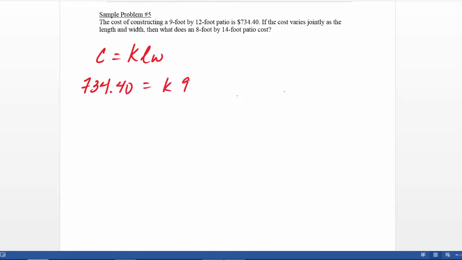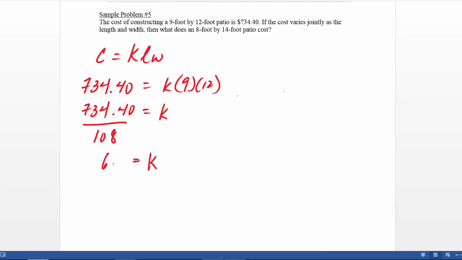If you're ever unsure of where to start, the simplest thing to do is write your variation equation that you're going to use and see where everything fits. You can see here that we have a k value. We don't know what our constant of variation is, so we'll go ahead and work this out and solve for k. So k equals 6.8.